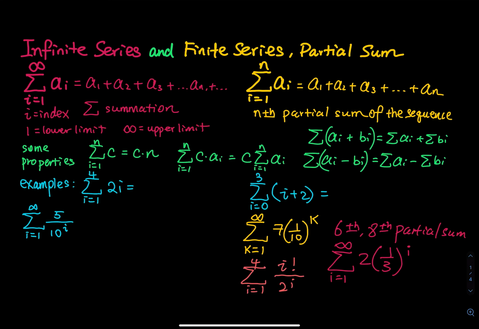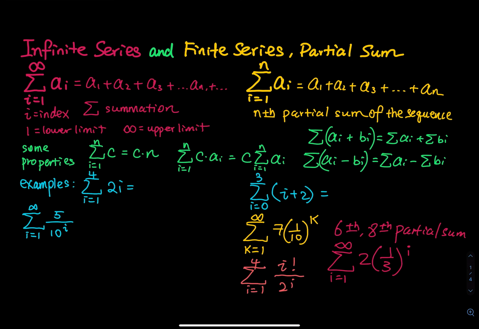n is countable, right? So let's say n is equal to 100. I know that I am adding up 100 terms. When n is equal to 58, I know that I am adding up 58 terms. So 58 is a countable value, so we call this a finite series. And then this has another name. This is called the n-th partial sum of the sequence.